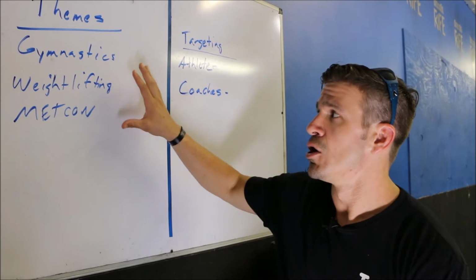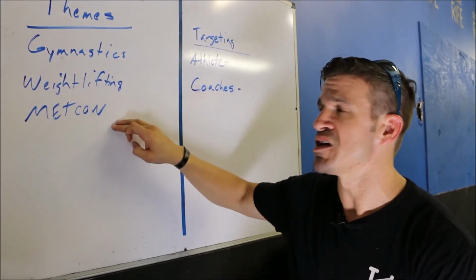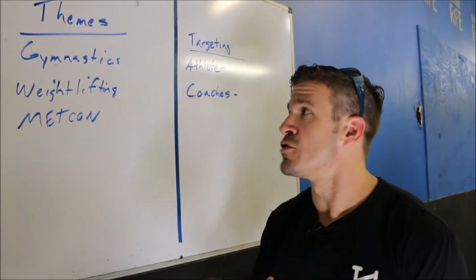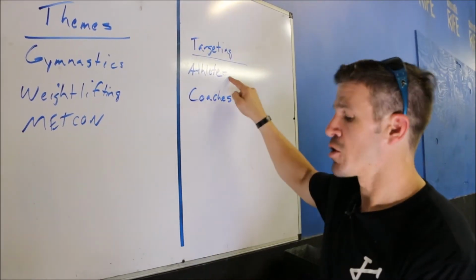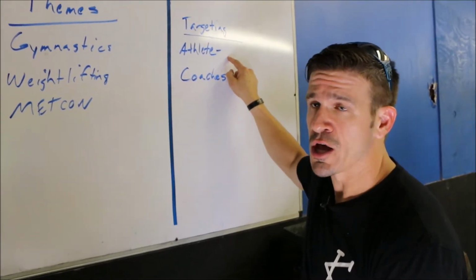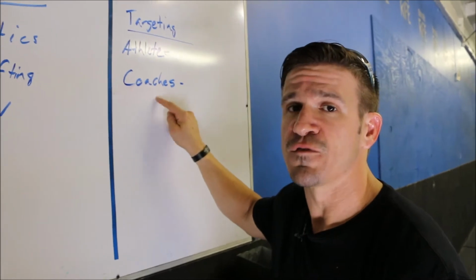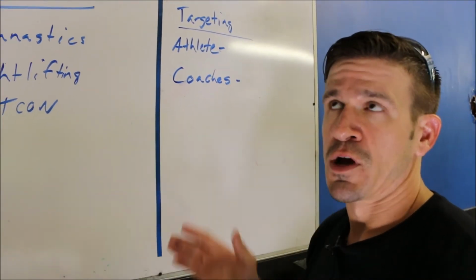So figure out what you're deficient at and then create the themes based off of that. The other way you can use this, right? So this can be targeted two ways. It can be targeted toward deficiencies of your athletes or your members in your gym, or it can be targeted at deficiencies of your coaches. This is a big one, right?